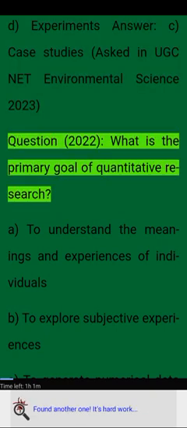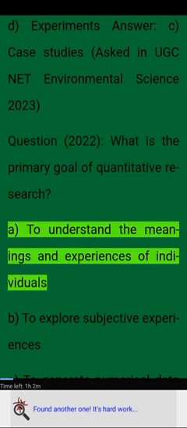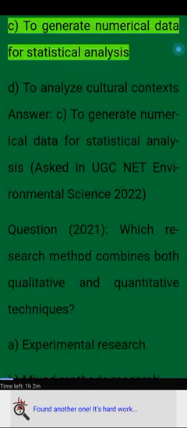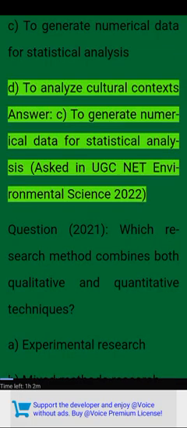Question 2022. What is the primary goal of quantitative research? A. To understand the meanings and experiences of individuals. B. To explore subjective experiences. C. To generate numerical data for statistical analysis. D. To analyze cultural context. Answer. C. To generate numerical data for statistical analysis, asked in UGC NET Environmental Science 2022.